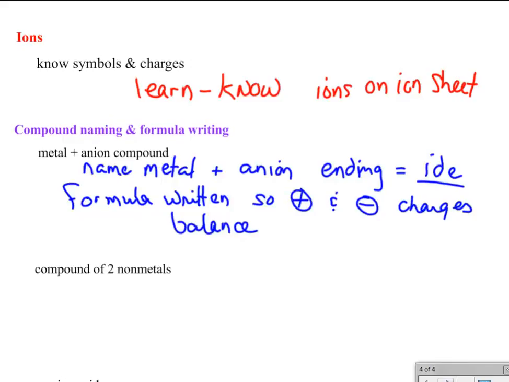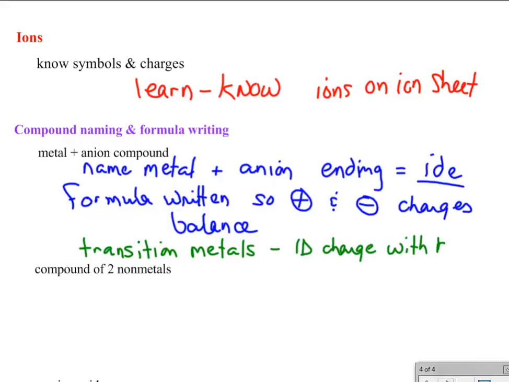If we're working with transition metals, you need to make sure for the transition metal that you identify which charge of that metal you're working with. The way you identify the charge in the name is you use Roman numerals, and the Roman numerals tell you the charge on the metal ion, not how many of them you have.